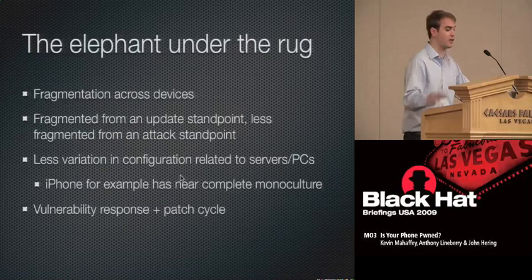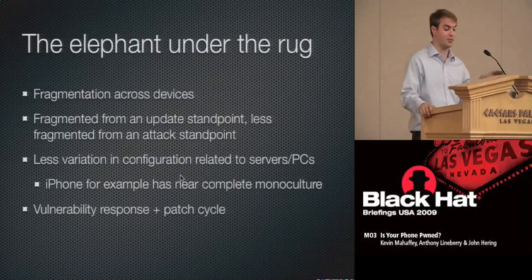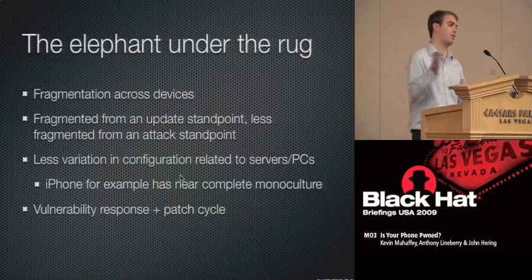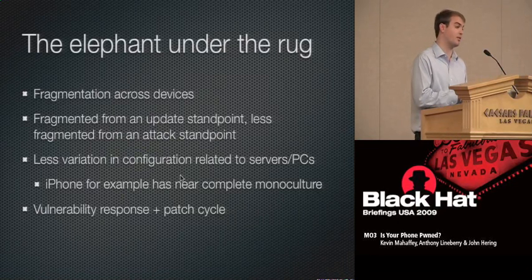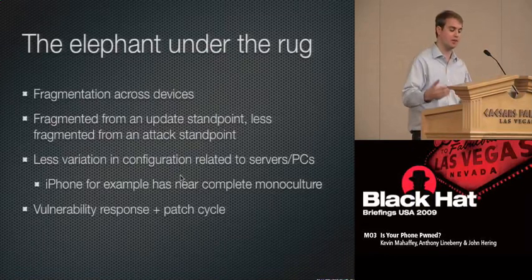So the real elephant under the rug is the fragmentation across these devices. It's fragmented from an update standpoint, but less fragmented from an attack standpoint. What I mean by this is, let's say you have a device of a certain operating system, and it's on 130 carriers worldwide, a typical scenario. If there's a vulnerability that requires a firmware update, every single carrier that supports that is going to want to qualify that to make sure when it comes onto their network, it isn't crashing the devices, not causing service call instances. It becomes a very, very difficult challenge. So it's not just as easy as pushing out a patch.